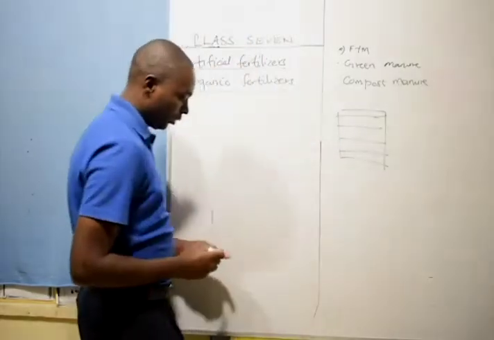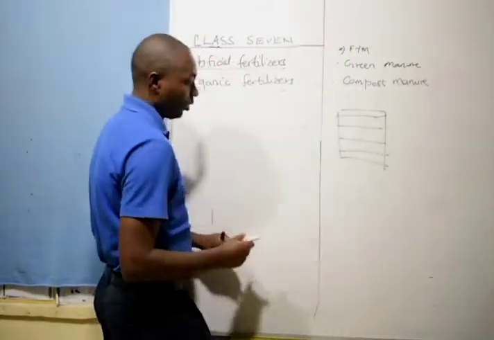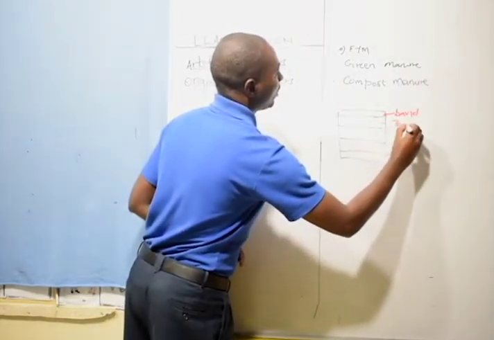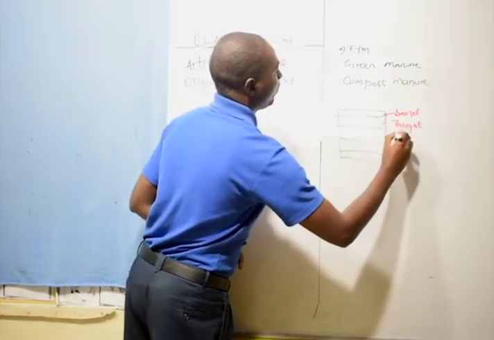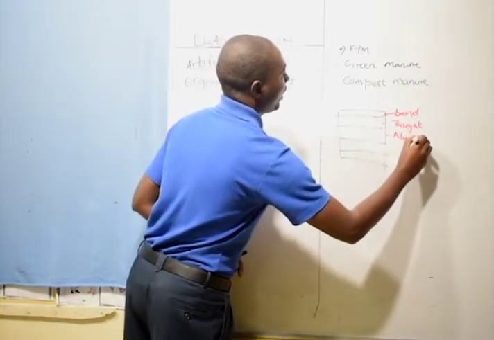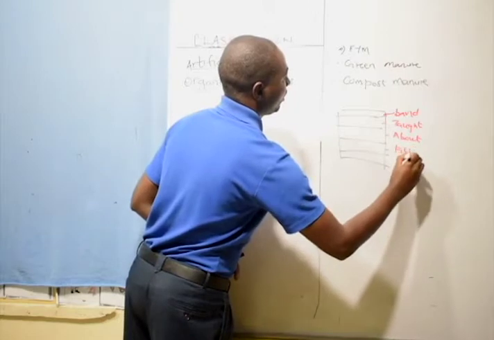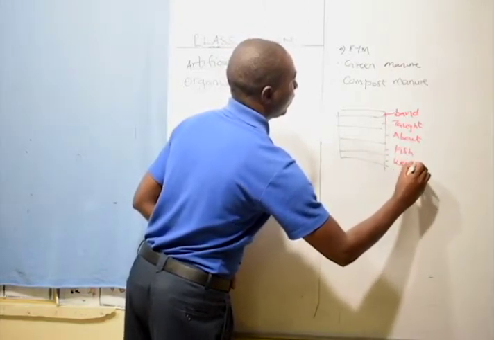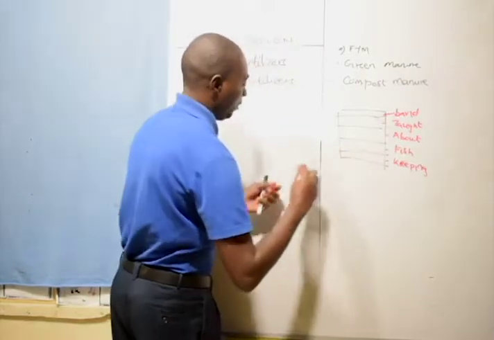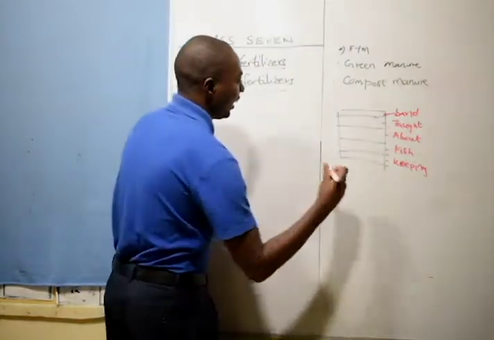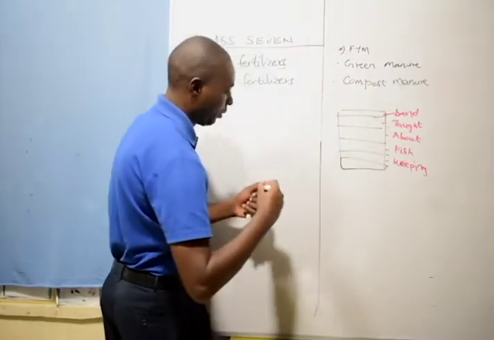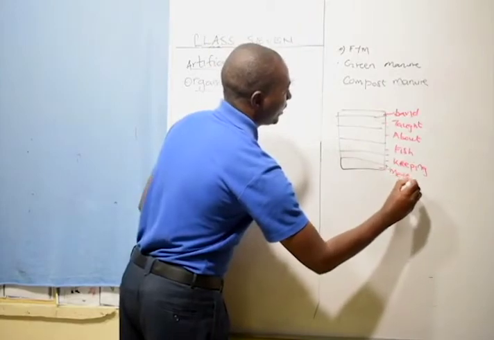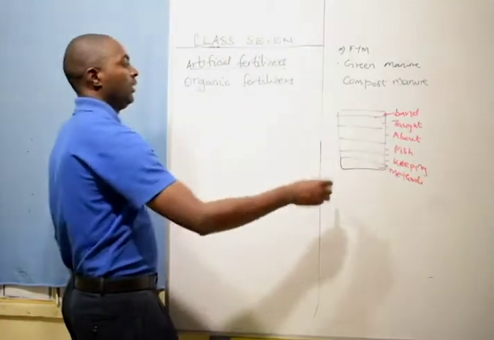And so that you may not forget, you use the slogan, David taught about fish keeping methods. That is the arrangement of a compost heap. This is a compost heap. It is arranged in that order.